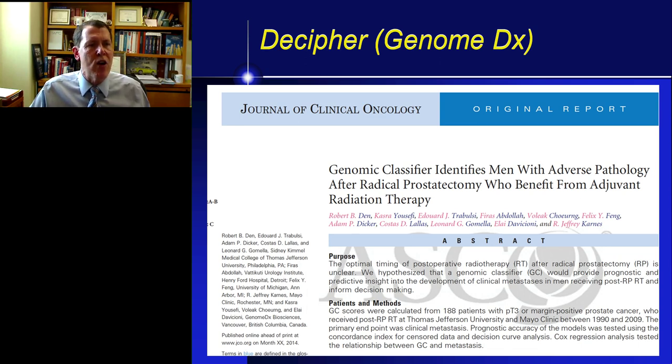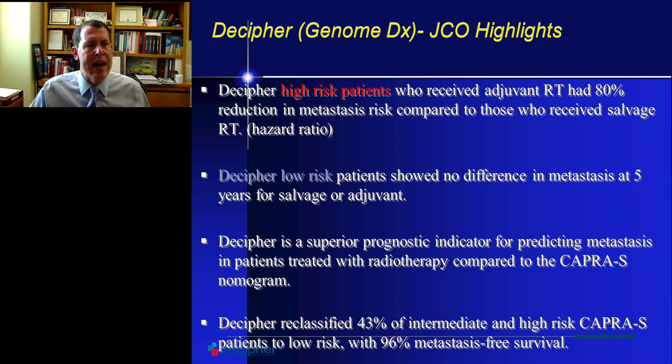So Decipher high-risk patients who received adjuvant radiation therapy had an 80% reduction in metastasis risk compared to those who received salvage radiation, whereas Decipher low-risk patients showed no difference in metastasis at 5 years for salvage or adjuvant.